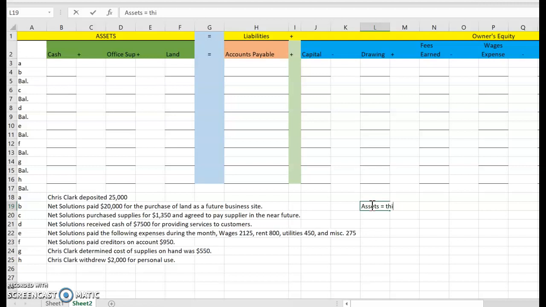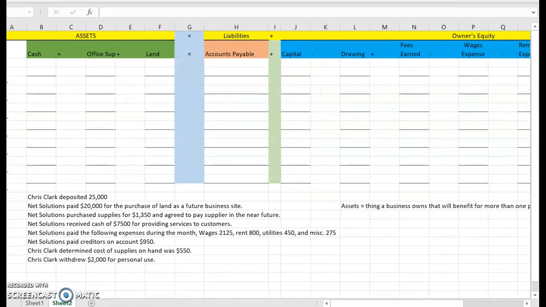This is anything a business owns that will benefit them for more than one period. So think of assets as anything that's going to benefit a company for more than one period. And then liabilities are anything that is owed, and normally we say to creditors.